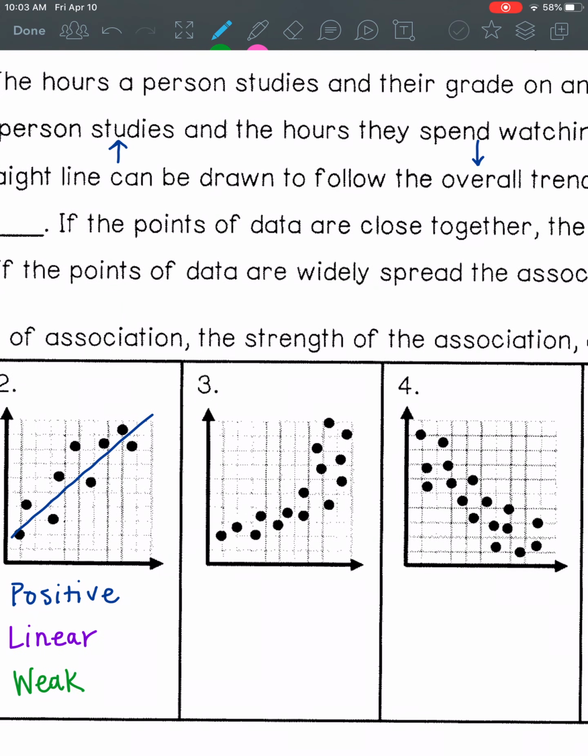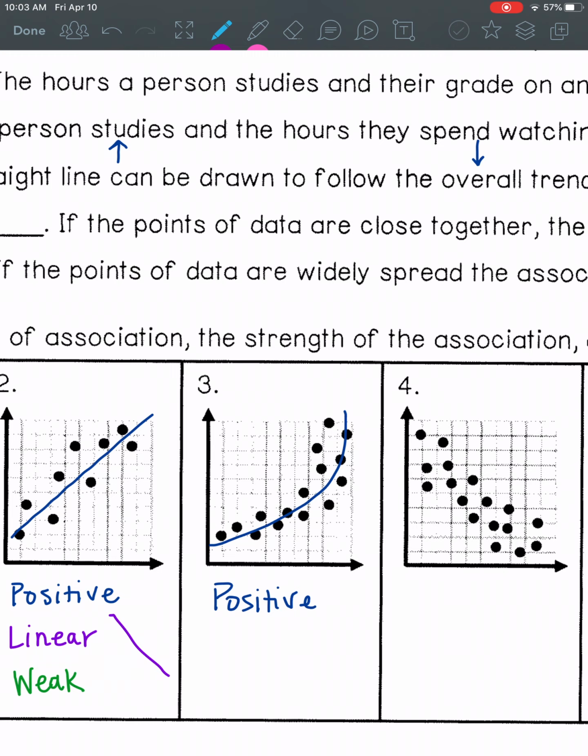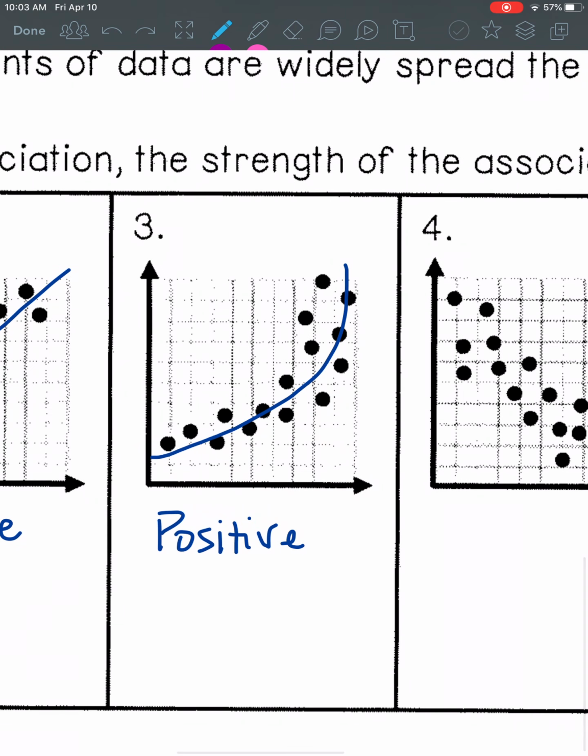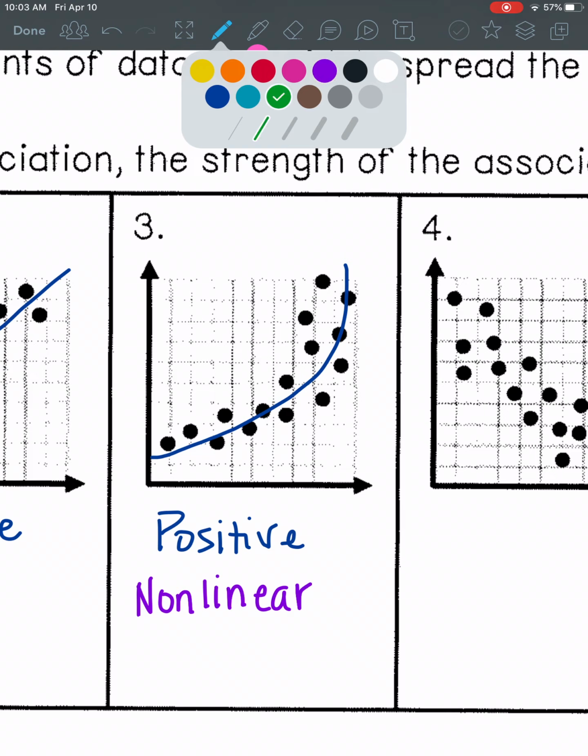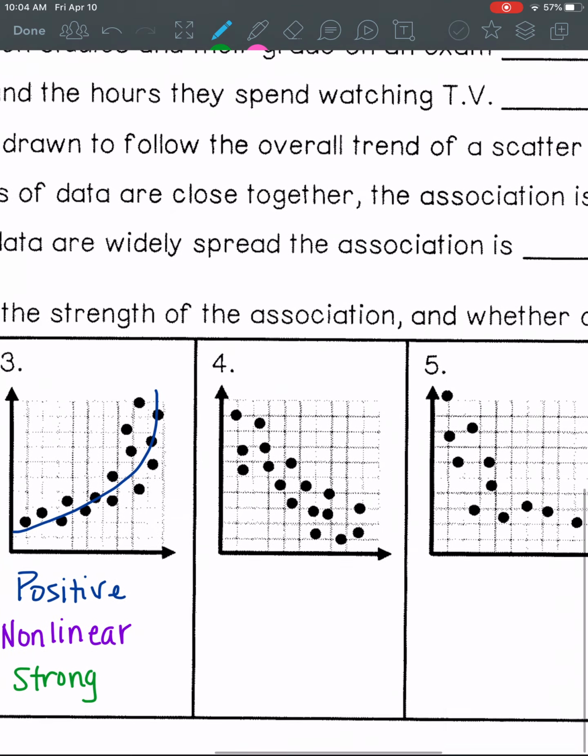Okay. Next one, so back to positive, negative, no. Well, it is going uphill, so that is a positive association. But notice in this one, it's not a straight line. It didn't look like our first two examples. It now has a curve to it. So this one we call a non-linear association. Again, those points are pretty close to that non-linear line that I drew. They're all pretty consistent, so we call that a strong association.